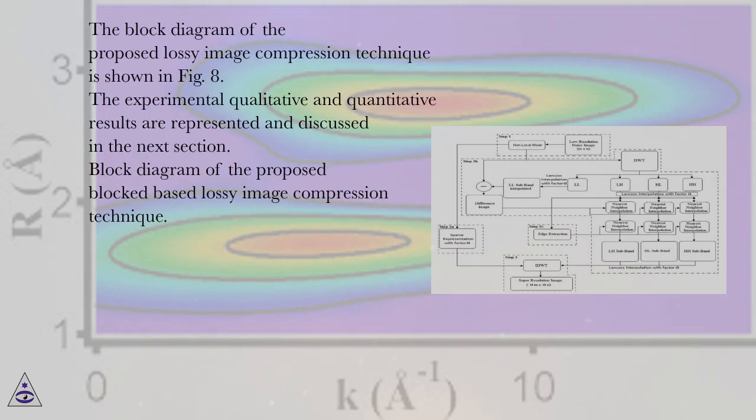The block diagram of the proposed lossy image compression technique is shown in Figure 8. The experimental qualitative and quantitative results are represented and discussed in the next section. Block diagram of the proposed block-based lossy image compression technique.